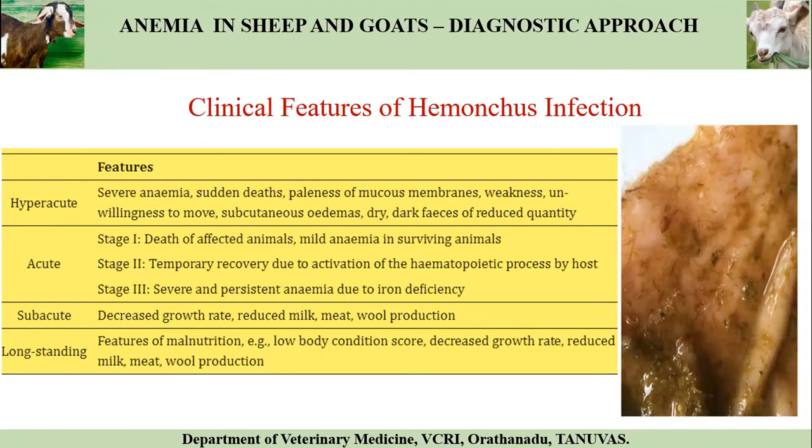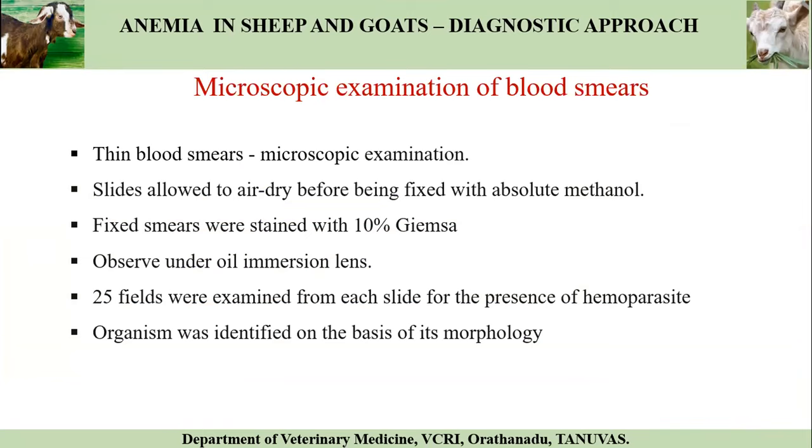In the acute form, we can again classify it into three stages: stage 1, stage 2, and stage 3. In the subacute form, reduced growth rate will be there, and reduced milk, meat, and wool production. In long standing cases, it mainly affects the meat and wool production of the animal. It's all possible with our simple light microscope and basic training, particularly for some blood protozoans.